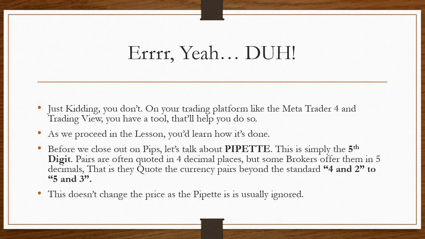All right, and there's one more thing that you need to know, just for you to know, because most brokers don't even add it. It's called the pipette. Pipette is simply the fifth digit. All right, most of these pairs are often quoted in 4 decimal places because most brokers ignore the pipette, but there are some brokers who quote it.